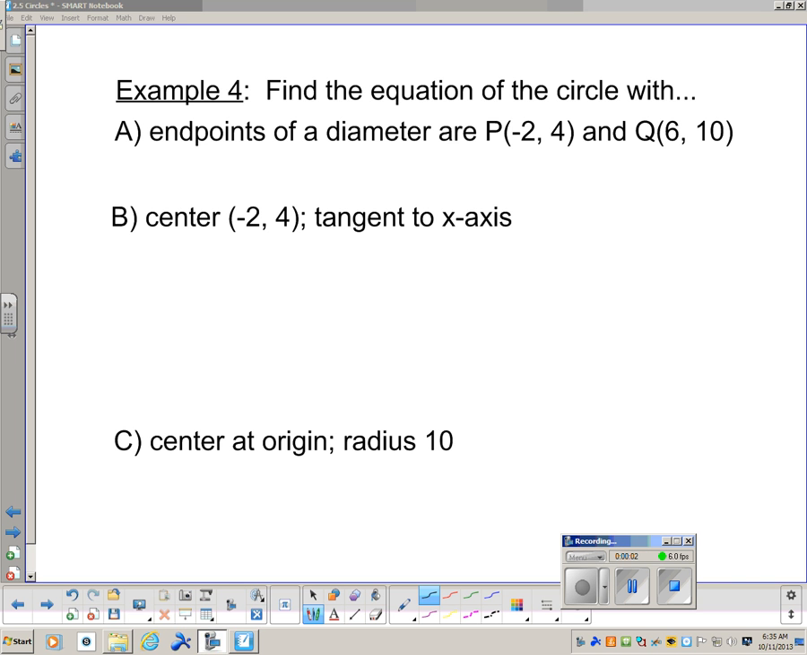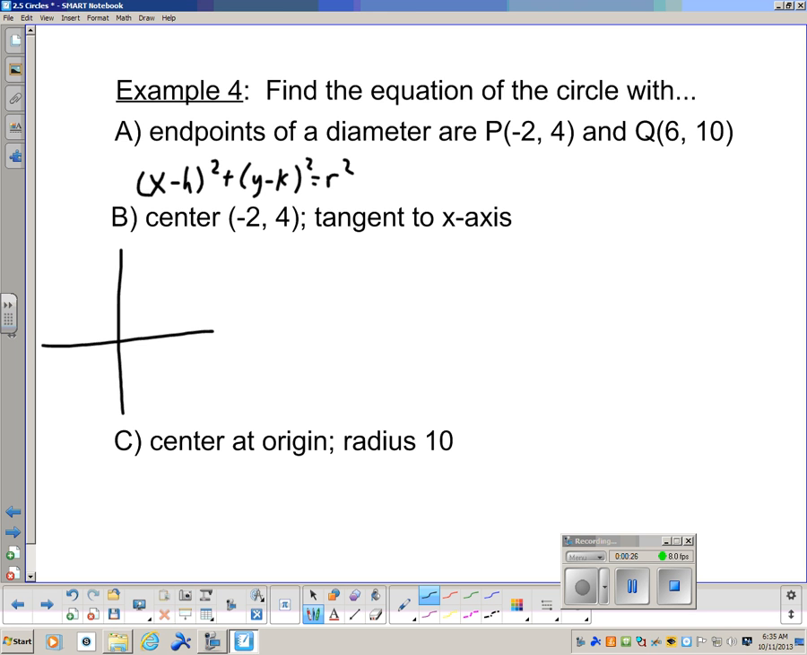All right, so let's look at the equation for our circle here. If you remember what that is, it's x minus h squared plus y minus k squared equals r squared. So they gave us the center of the circle. They did not give us the radius. So let's draw out a picture and see if we can figure out what the radius here is.